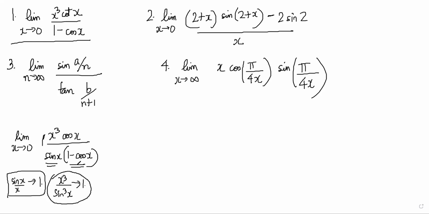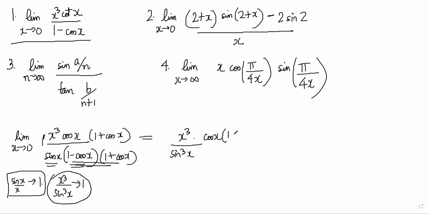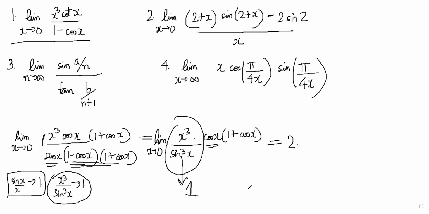So what should I do to get a sine cube x? I need a sine square x extra. So I can multiply by 1 plus cos x and 1 plus cos x, right? Then this part becomes 1 minus cos square x, and it will become sine square x. So you'll get x cube by x sine x into sine square x, so sine cube x, which is nice. And on top you have cos x into 1 plus cos x, right? Now the limit as x tends to 0 can be done very easily, because this part will become 1, because sine x by x is 1. And this part there is no problem, it is 1 into 2. So 2 is the answer.